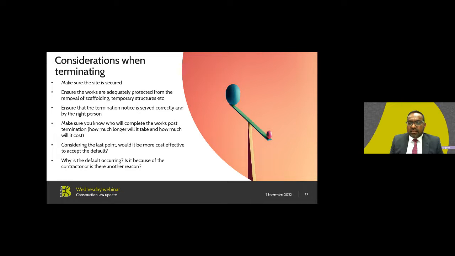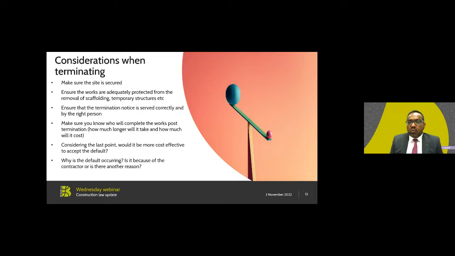When it comes to selecting who is going to complete the work post-termination and assess how much it will cost, I suggest you get surveyors to assess the site and the state of the work, and get an estimate from them as to how long and how expensive it would be to finish or repair the work done by the previous contractors. Once you've taken all this into consideration, you may then consider whether it would be more cost effective to accept the default of the other party or whether to employ others to complete the works.